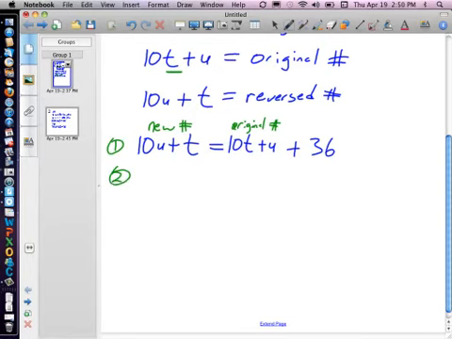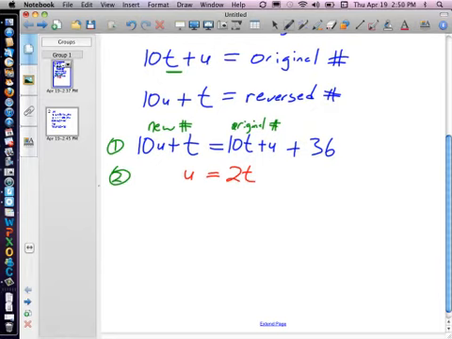Now I'm going to write equation 2. The second equation is the unit's digit is twice the tens digit. Well, that's easy. What is the original number? So now we have two equations, two variables, and we have three ways of solving it. We can use graphing, we can use substitution, or we can use elimination.